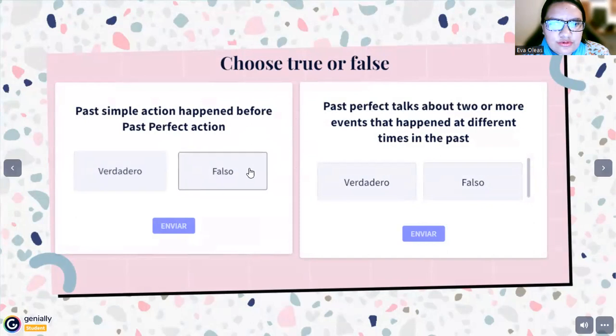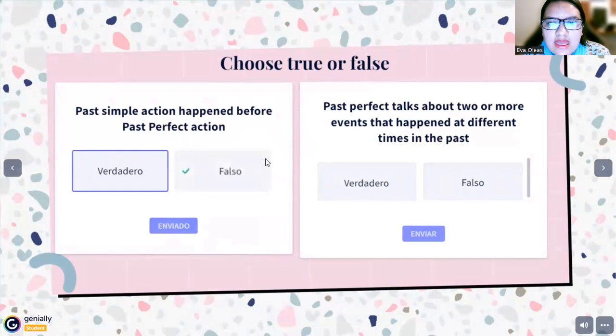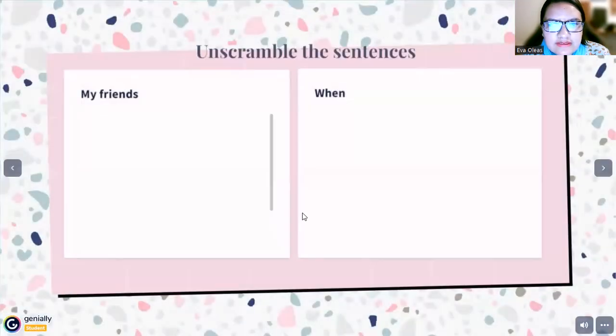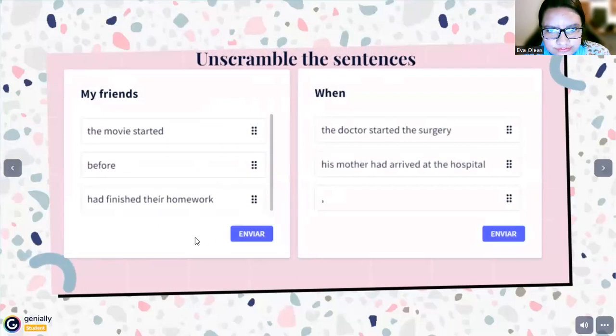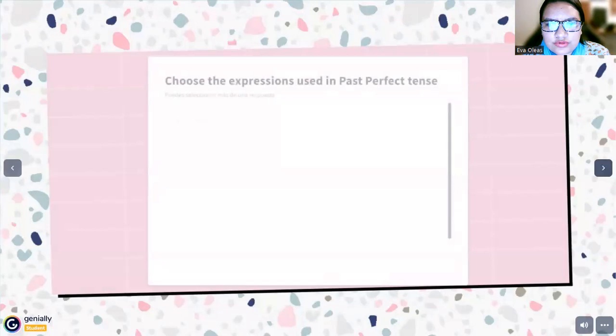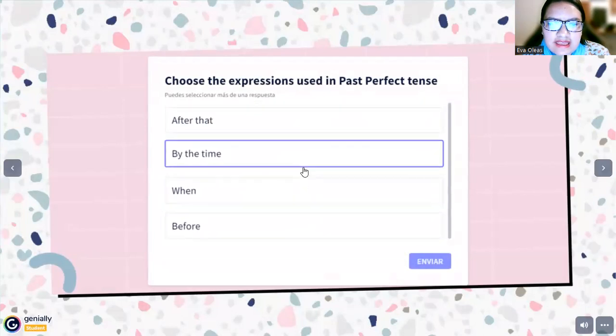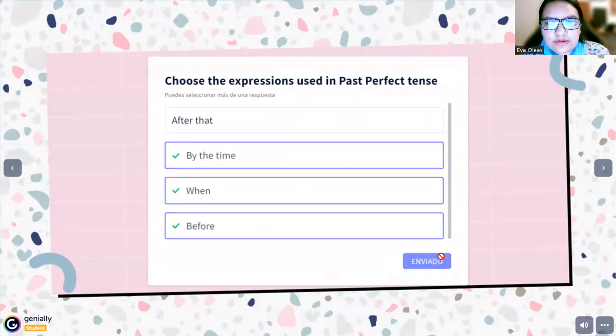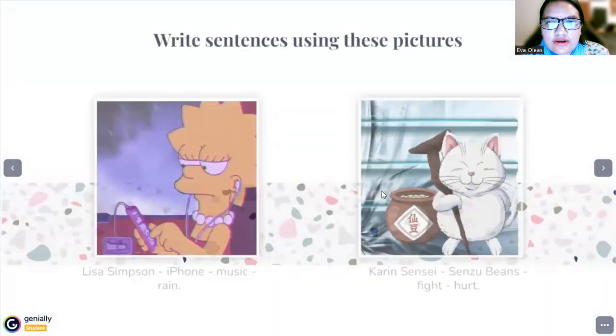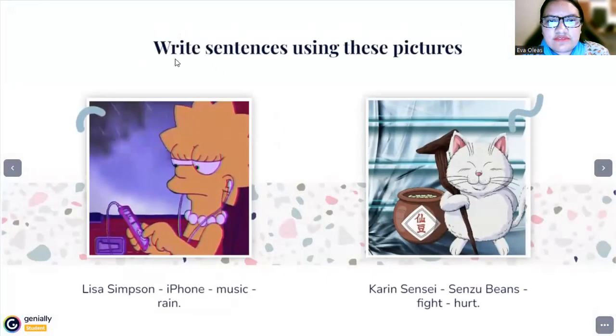There are true or false questions that work exactly the same. And in this case, we have to unscramble the sentences too, just to know if they understood grammar. So these questions are about the theory and about how to use the language. And of course, the expressions that we have to use in past perfect tense, that is a kind of vocabulary too.